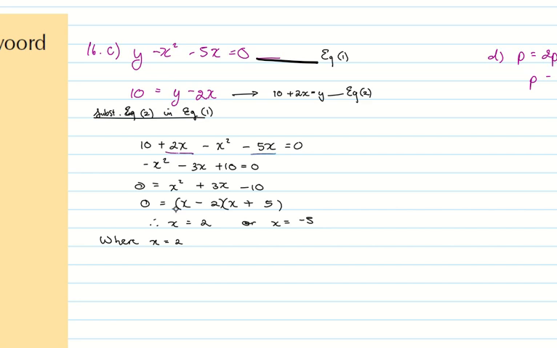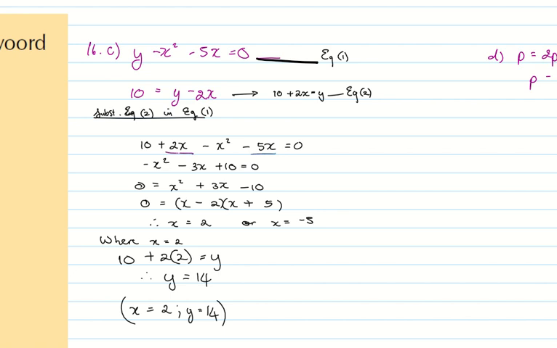So we're going to substitute into equation number 2, and then I'm going to get 10 plus 2 times 2 is equals to y. Therefore, y is equals to 14. So that means where x is equals to 2, y is equals to 14. That's my one coordinate pair that I have there.